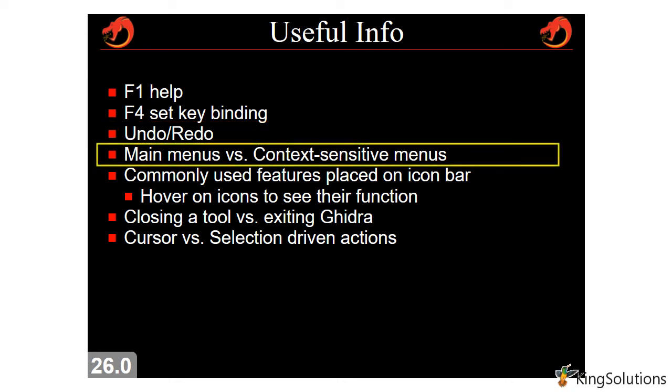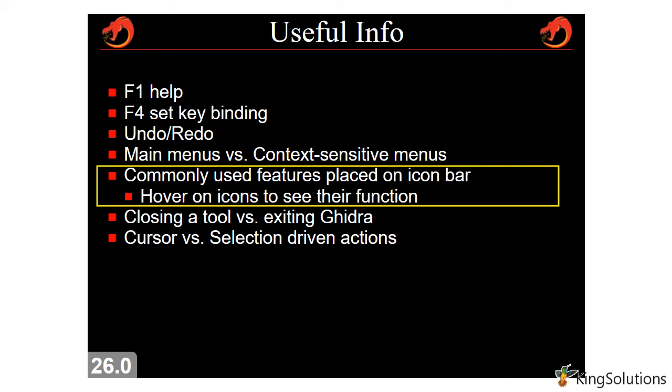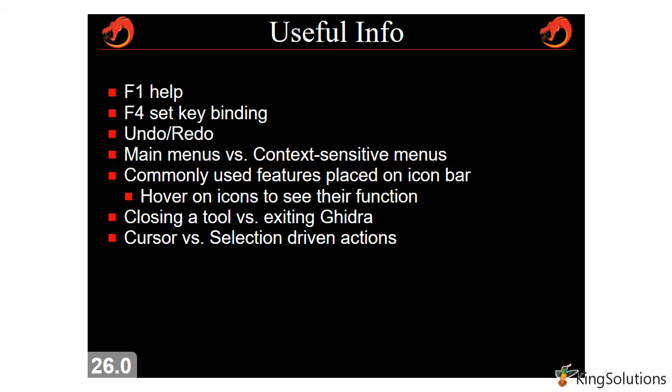Main versus context-sensitive menus. Main menus and sub-menus in general are used for global actions. The right-click menu is context-sensitive, which means that different actions are available on the right-click menu depending on what item your mouse is on. Commonly used features are placed on the icon bar. Hover on icons to see their function.